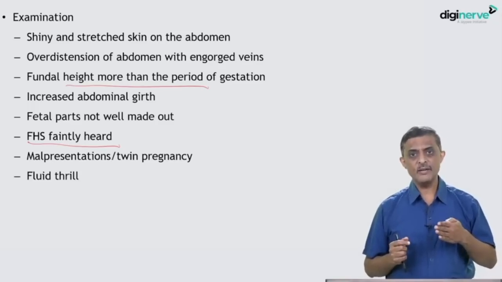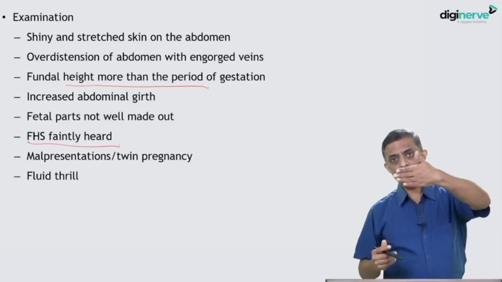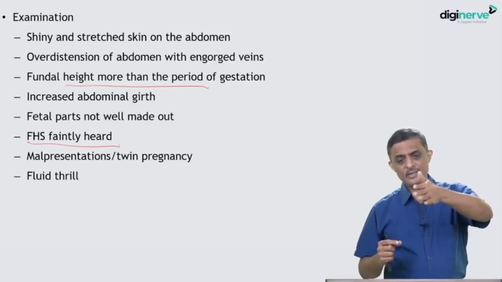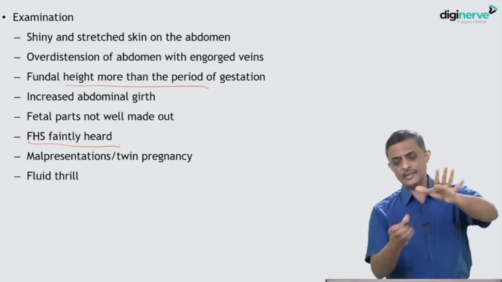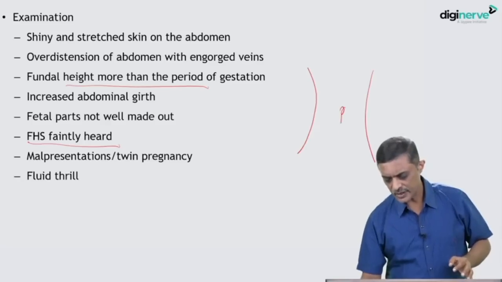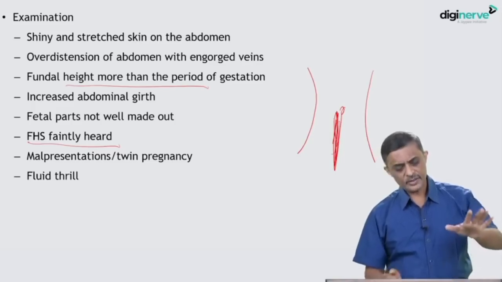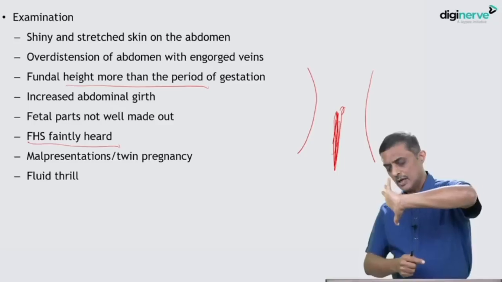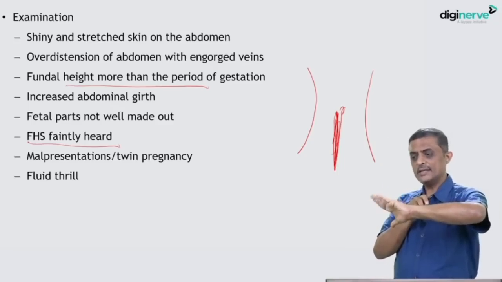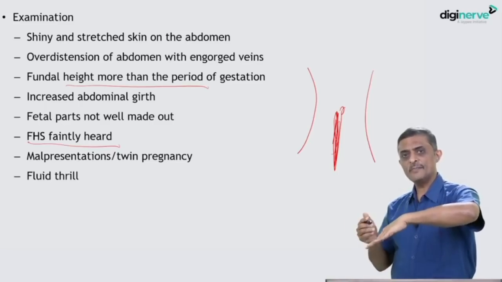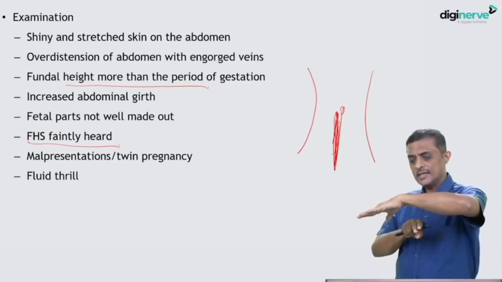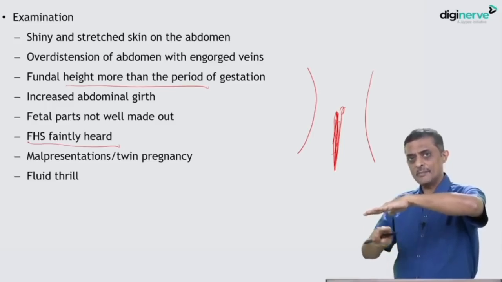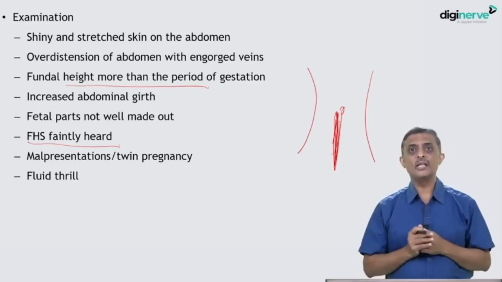Fluid thrill is usually demonstrated by keeping the ulnar border of the hand over the midline, and better would be keeping the thumb. Think that this is the midline, or rather let me show in a diagram. Okay, so this is the midline. You keep the radial border of the hand on the midline like this, and with the other hand, these 4 fingers are kept on the left side of the abdomen, and you just tap on the right side like this. And if you are able to feel that thrill, this is called fluid thrill, and this fluid thrill is classically found in case of polyhydramnios.